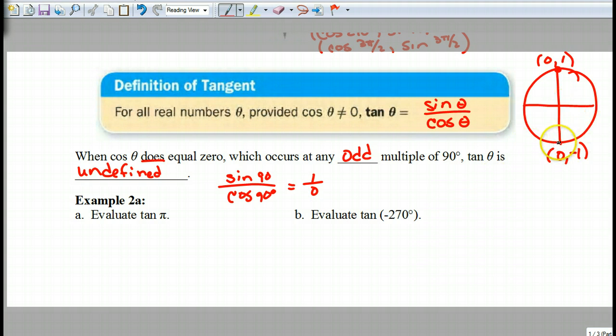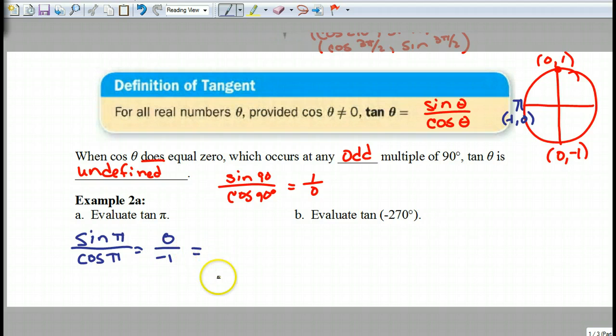You can do the same thing for the bottom here. This one says evaluate tangent at pi. Well, back to the unit circle above, we know that pi is at this point. We also know that the coordinates there are (-1, 0). So tangent at pi is sine of pi over cosine of pi, which is equal to 0 over negative 1. So this equals 0.